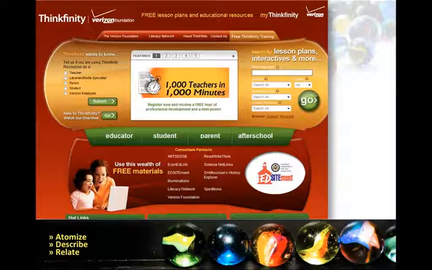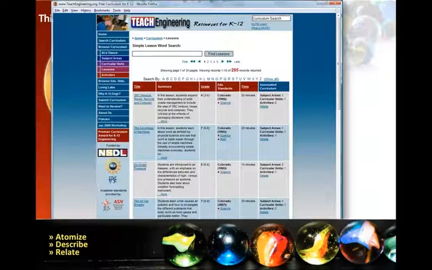ThinkFinity is a very large repository of consortium of partners in the U.S., including the Smithsonian National Museum and ArtsEdge and Verizon Foundation resources and so forth. All of those resources have been cataloged to, have been mapped to state standards for which they are useful. Teach Engineering in the U.S., a pathway in the National Science Digital Library, has all of its resources mapped to state standards using ASN framework.